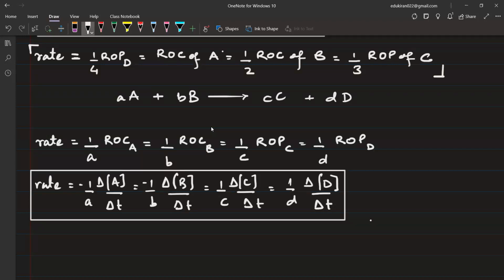What is rate of reaction? If you have a reactant, then you will have a minus sign, then the rate of change in concentration of A divided by the stoichiometric coefficient. Okay, write this down till here, and then we will do some questions.